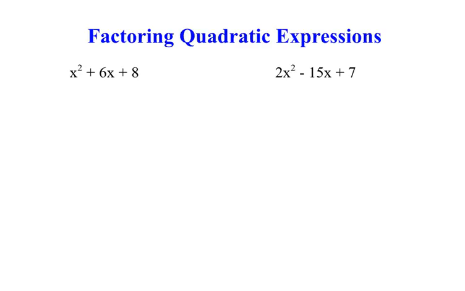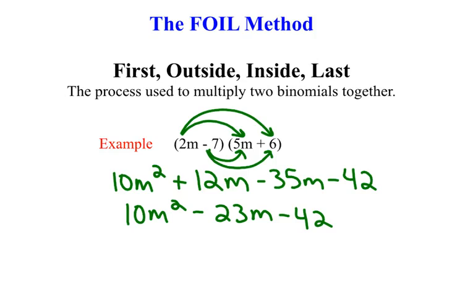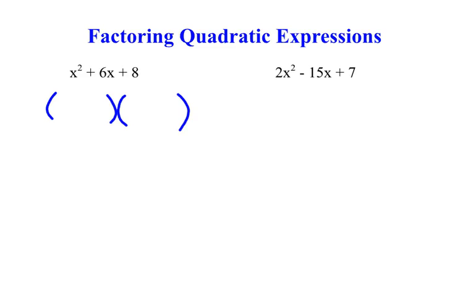X squared plus 6x plus 8. So I start by setting up parentheses, two sets, because I know I'm going to factor the quadratic into two binomials. Remember I told you that factoring is the opposite of the FOIL method? Well, the FOIL method starts with two binomials, and then it gets a quadratic. Well, now we're starting with the quadratic, and we're going to factor it into the two binomials.